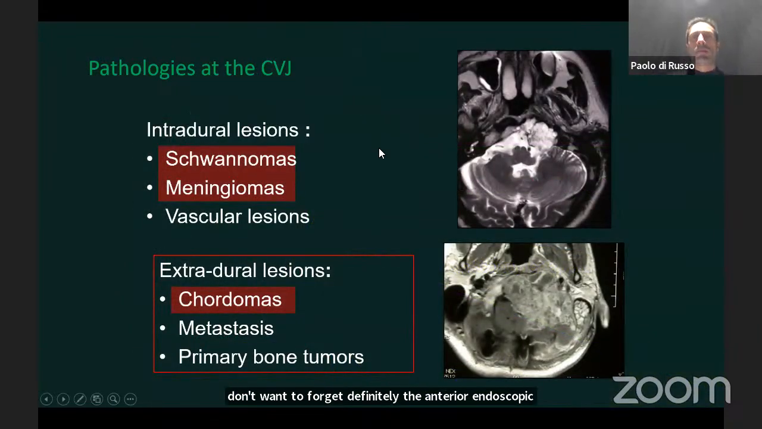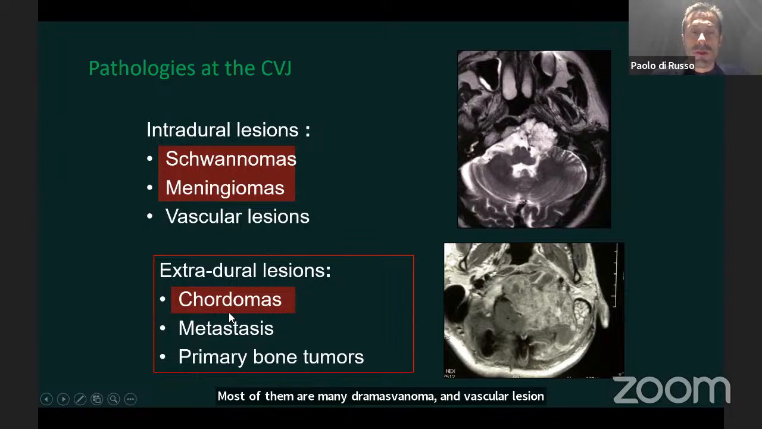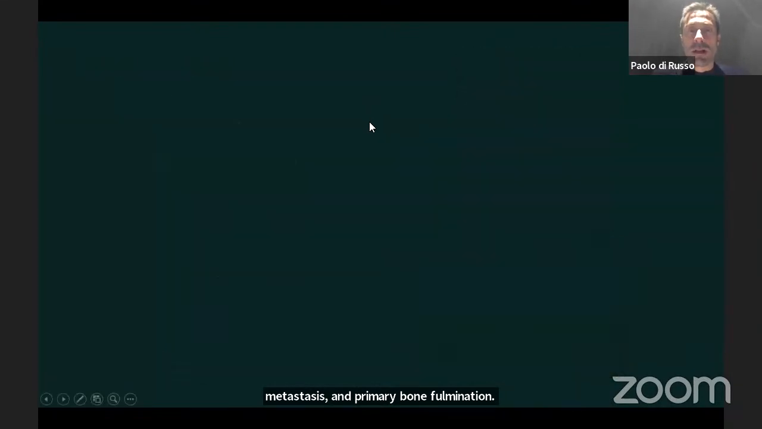So which are the pathologies that can affect the craniocervical junction? Most of them are meningiomas, schwannomas, and vascular lesions as intradural pathologies, and extradural lesions such as chordomas, metastases, and primary bone tumors, which are those that are mainly treated with the anterolateral approach.